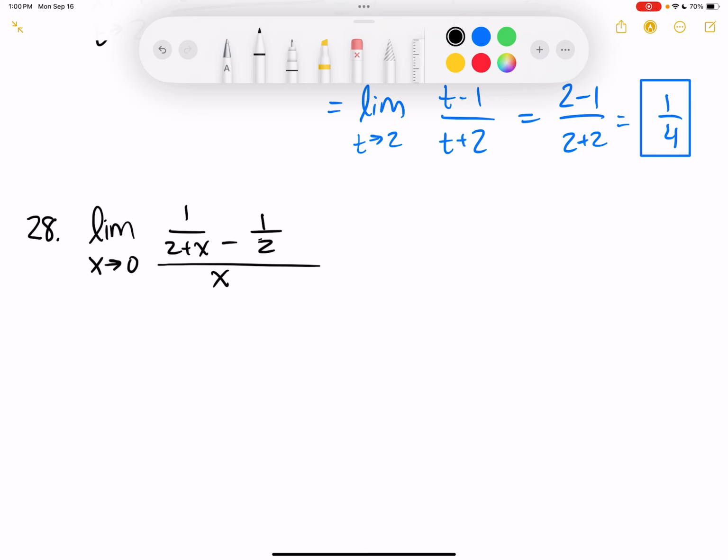So, what do we notice about this one? It's going to be over 0, which is a problem. So I can't plug in directly, can't use direct substitution, so I need to do something else. What else might I do? Multiply by 1 over x.